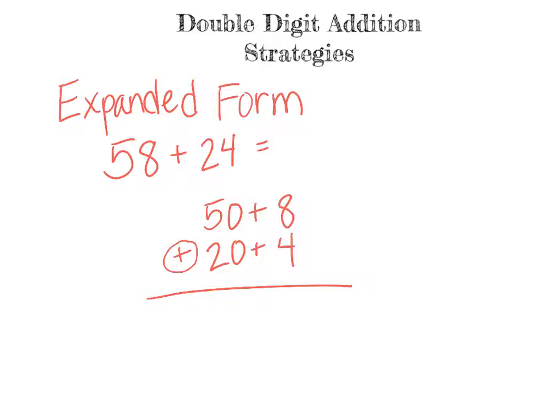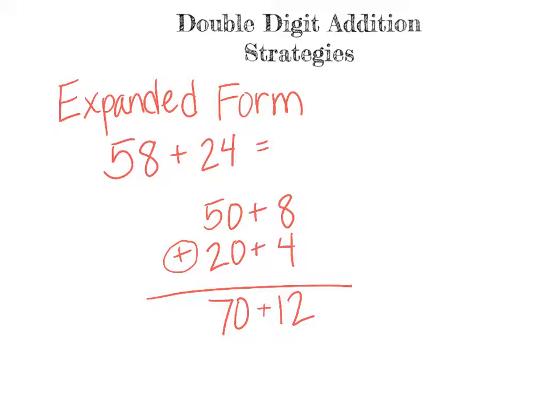Okay, so now we are going to start with the ones. So 8, I know that 8 plus 4 equals 12. So I'm going to write the number 12. Now we're going to move to the tens. So we need to add 50 plus 20. So 50 plus 20 equals 70. So I'm going to write the number 70 and a plus in between.